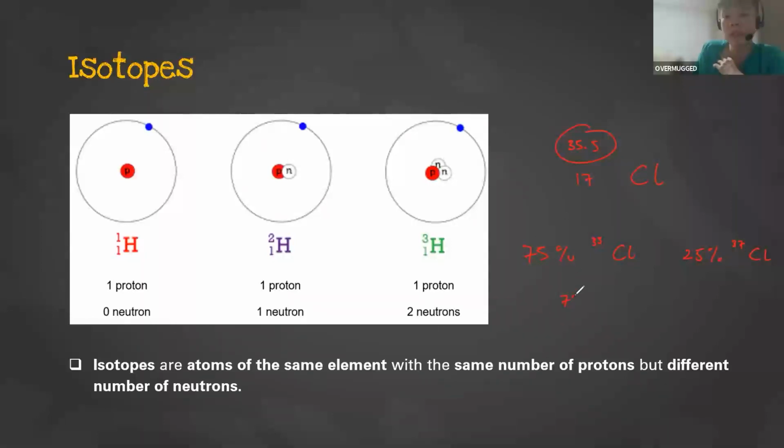How do I calculate it? 75 over 100, 75%, right? Times 35 plus 25% times 37. If you calculate this out, you are going to get 35.5. This 35.5 is the average mass.